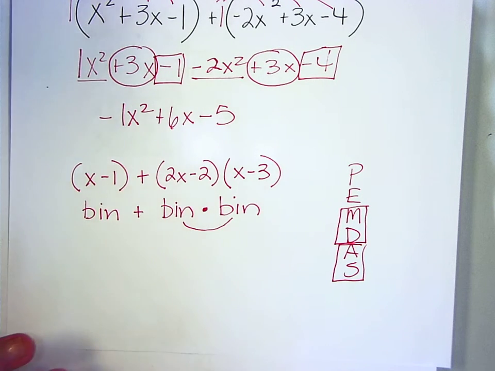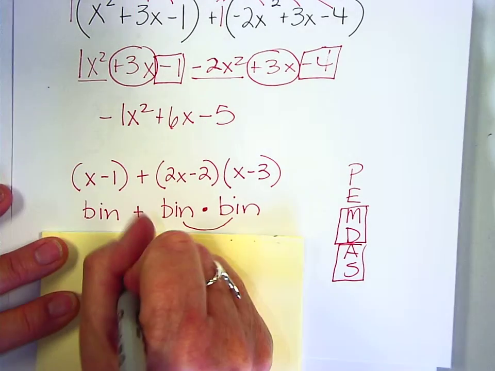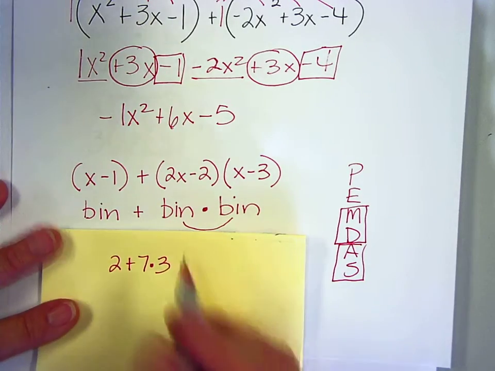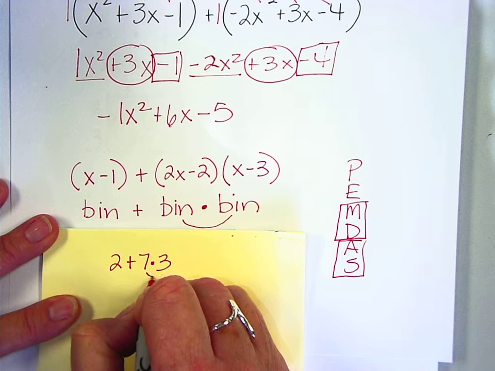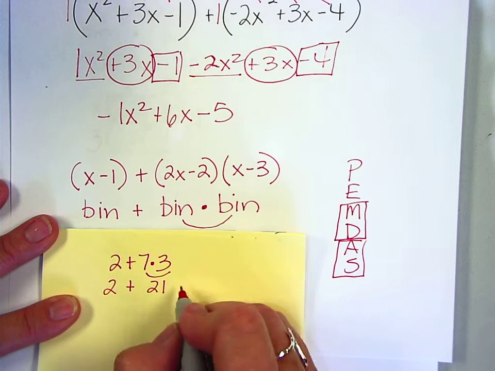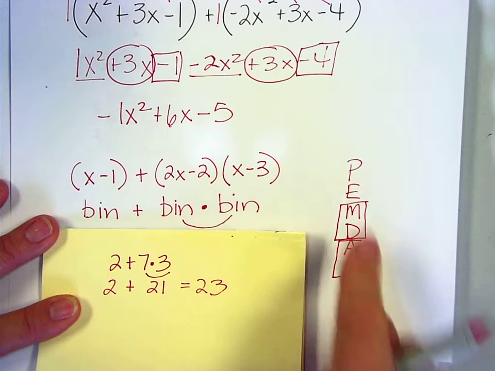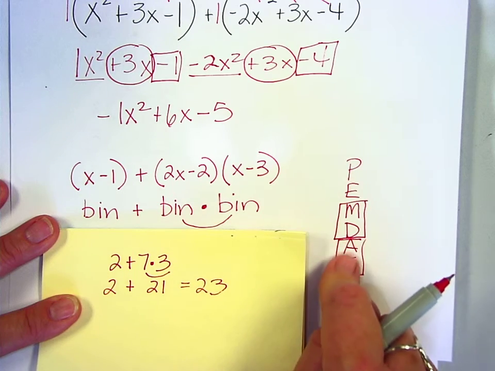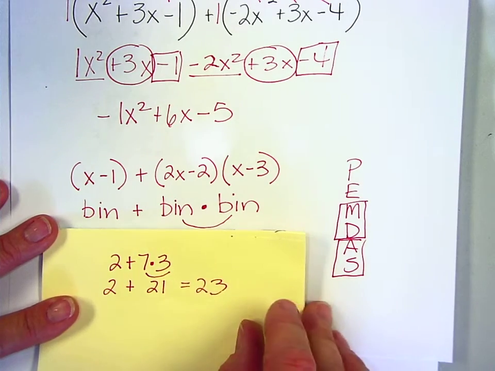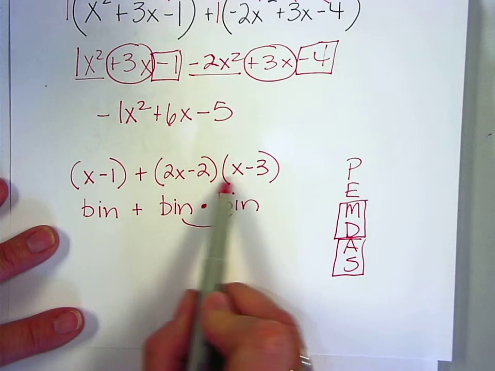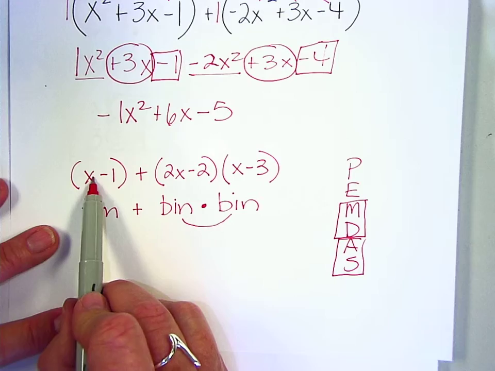Think about it. If you had 2 plus 7 times 3, I'm hoping by now you would know that this would have to get multiplied first and then added to your other term. That's just the law. We all agree as mathematicians to follow this order of operations. When there's more than one operation, we do them in this order. So, that being said, that means we should probably multiply these first and then add this binomial.